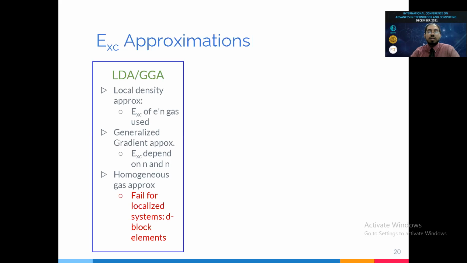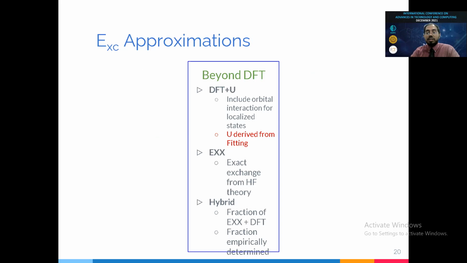LDA means local density approximation. It's coming from the calculation that assumes that the electron density is equivalent to the electron density of an electron gas. And the gradient approximation, generalized gradient, calculates the difference of the densities between positions. It takes that into account. Other than that, I'm not going to go into the other approximations. There are a bunch. Those are called beyond DFT methods. So it's moving away from traditional DFT.